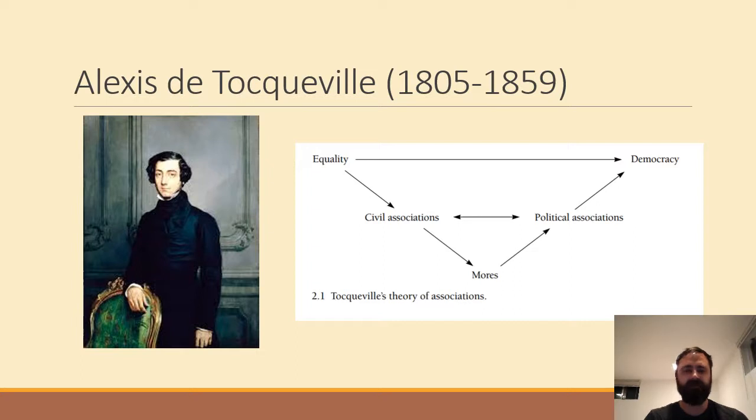So here's a diagram of Tocqueville's theory. First, starting over here, we have each man is equal. They associate, and then through those associations, they create mores or customs or ways of living, which then go on to influence political associations along with the civil associations. And all of this combined leads to democracy. So directly, equality leads to democracy, but indirectly, these civil associations and mores or customs created through those civil associations also lead to and support democracy.